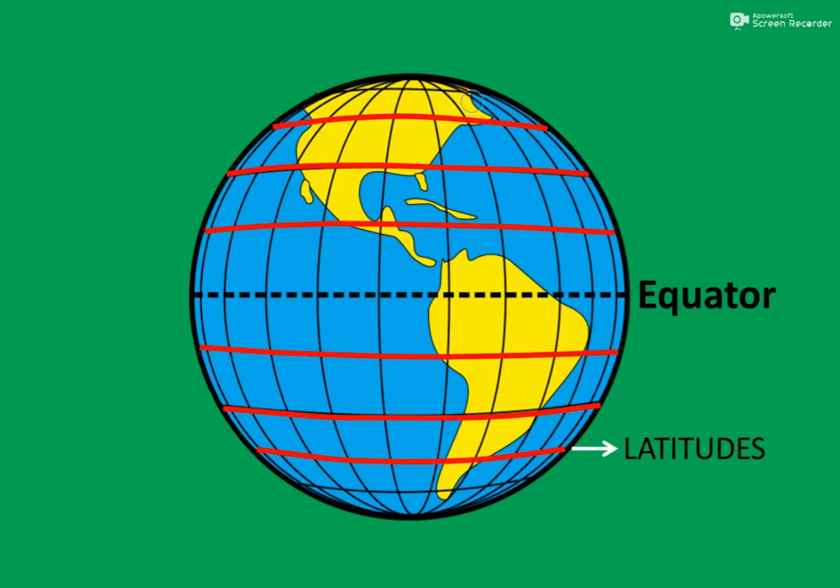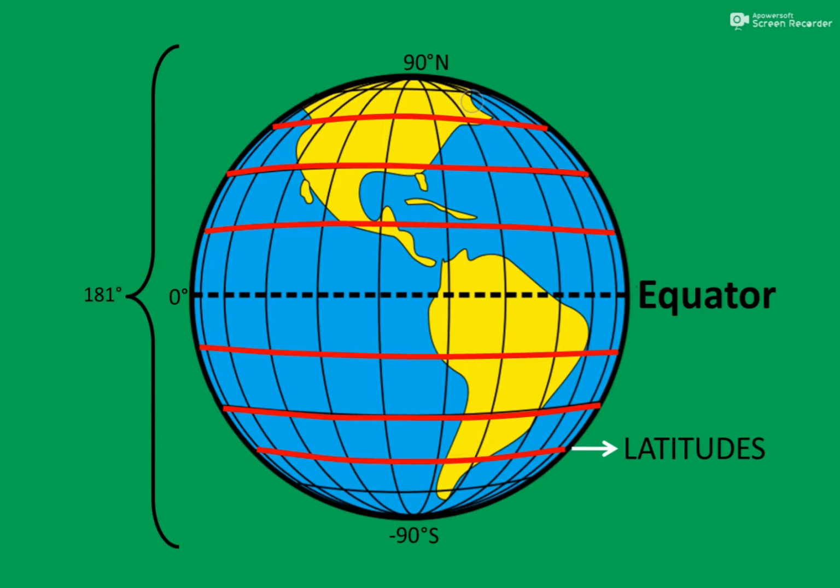What are they called, children? Parallels of latitudes. The latitudes to the north of the equator are indicated as degree N and those to the south of the equator are indicated as degree S. The North Pole is indicated by 90 degree N while the South Pole is indicated by 90 degree S. So there are a total of 181 degree latitudes. How many latitudes, children? 181 degree latitudes.